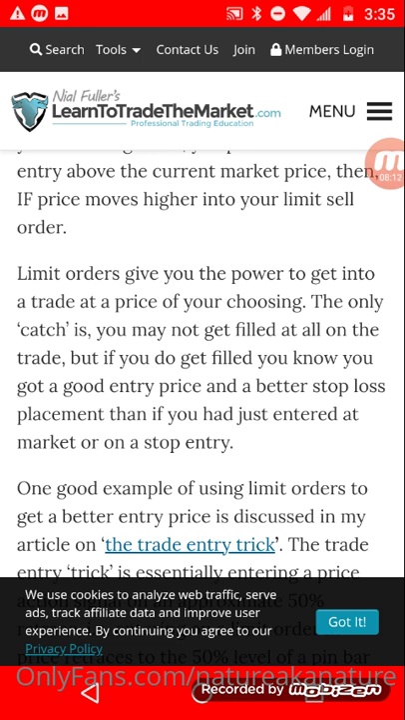The only catch is that it may not hit your sell limit order, and you might miss that trade, or it may not hit your buy limit order. It may not fill. It might not become active. This is why it's important to study the market and know good entry prices and good entry points to get into the market, because sometimes it won't hit your trade. But if it does hit and fill, you got a good entry price and a better stop loss.